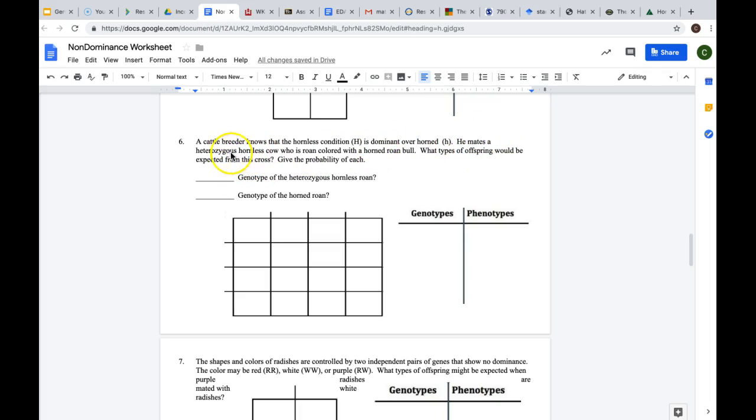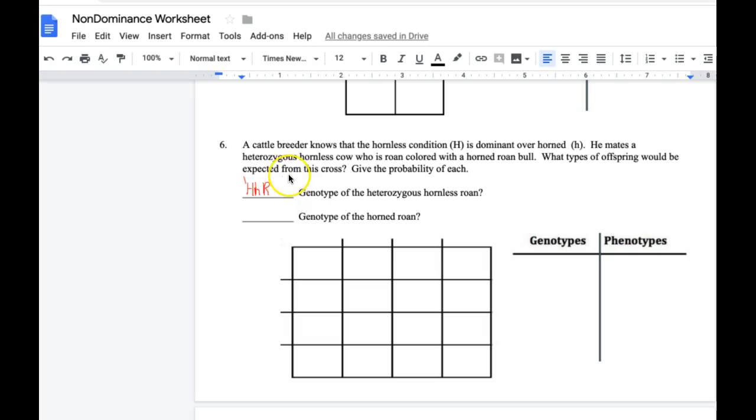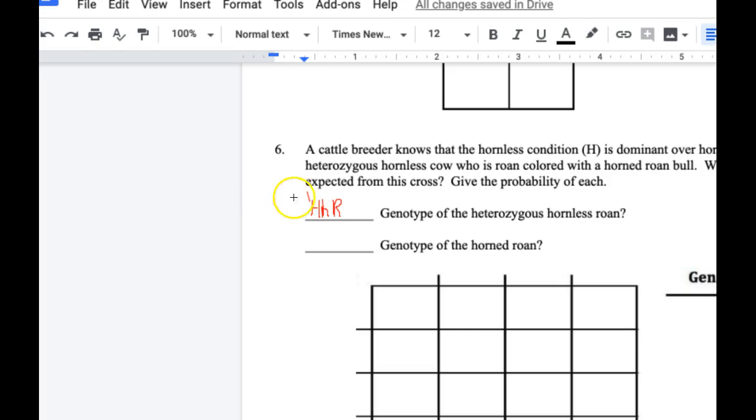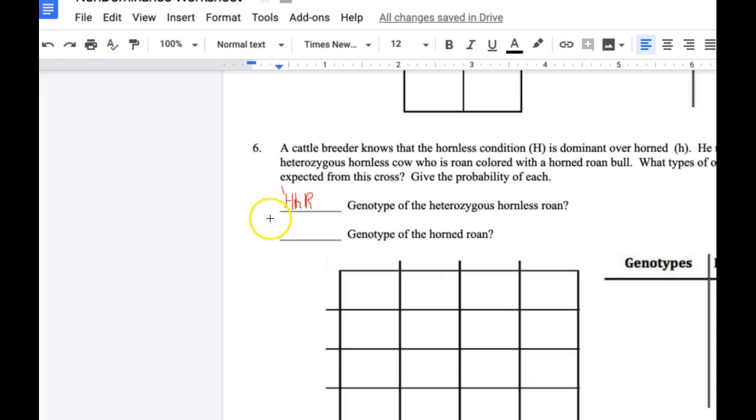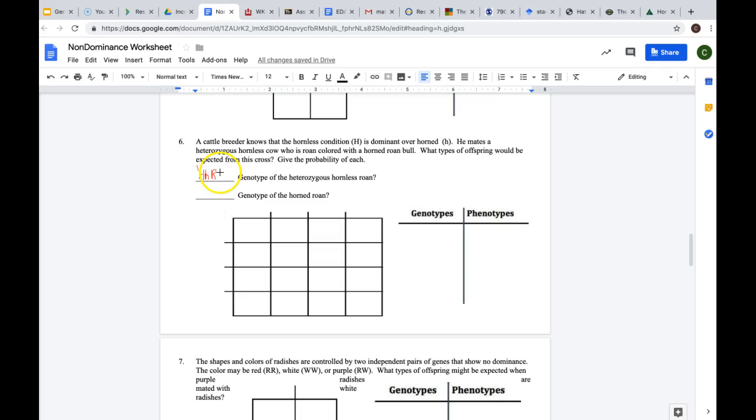Remember so we did a heterozygous hornless cow. So hornless is H, it's heterozygous. So hornless is the dominant trait. H, H. That's roan colored. So R, well, sorry. So we did a heterozygous hornless cow that was roan colored with a horned roan bull. So horned is recessive, and roan would be, I'm sorry, yeah, roan.